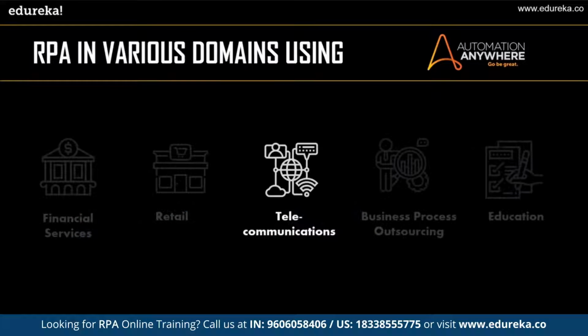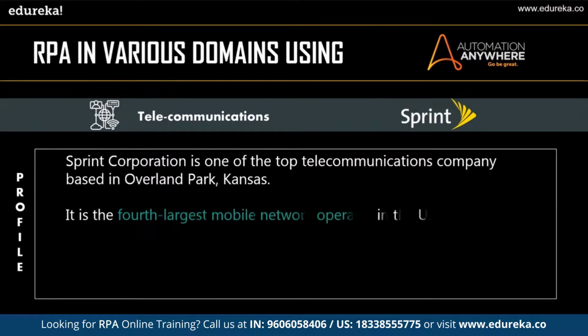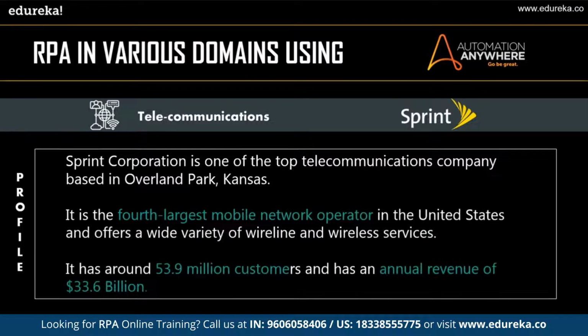Now let's move on with the next industry, that is RPA in telecommunications. To explain how RPA is used in telecommunications, I've considered the organization Sprint Corporation. Sprint Corporation is one of the top telecommunications companies based in Overland Park, Kansas, and is the fourth largest mobile network operator in the United States and offers a wide variety of wireline and wireless services. It has around 53.9 million customers and an annual revenue of $33.6 billion.